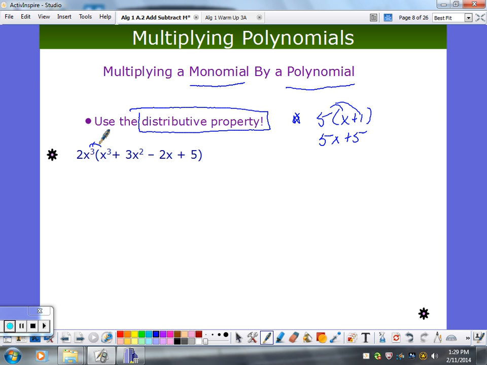Distribute it. Now this is where our work with the exponents is going to pay off. Because we're not adding now, we are multiplying. So 2x cubed times x cubed. X cubed times x cubed. How many factors of x? 9.